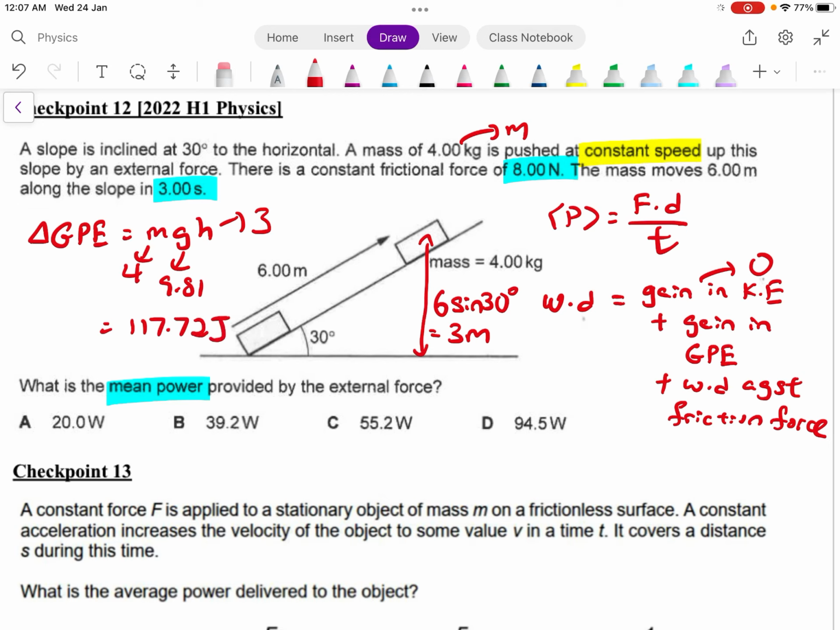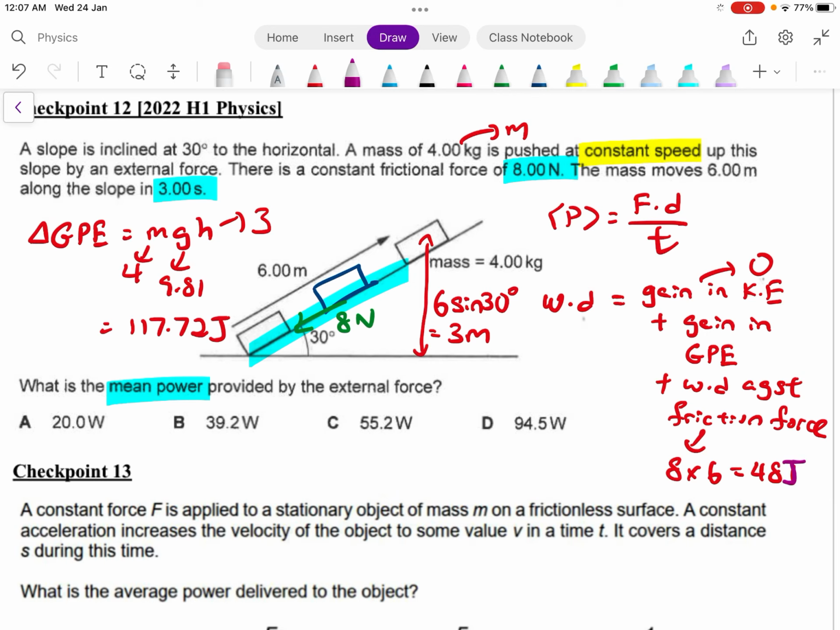What about the work done against your frictional force? We know that the frictional force is 8 Newton. For example, let's say I have a box here. There's a frictional force opposing the motion of the box. The distance traveled is 6 meters, so the work done against frictional force is 8 times 6. This will give you about 48 joules. So this will be the work done against your frictional force.